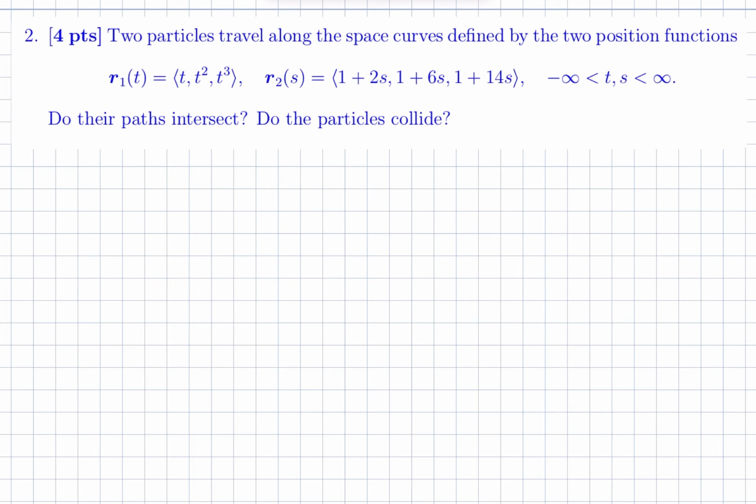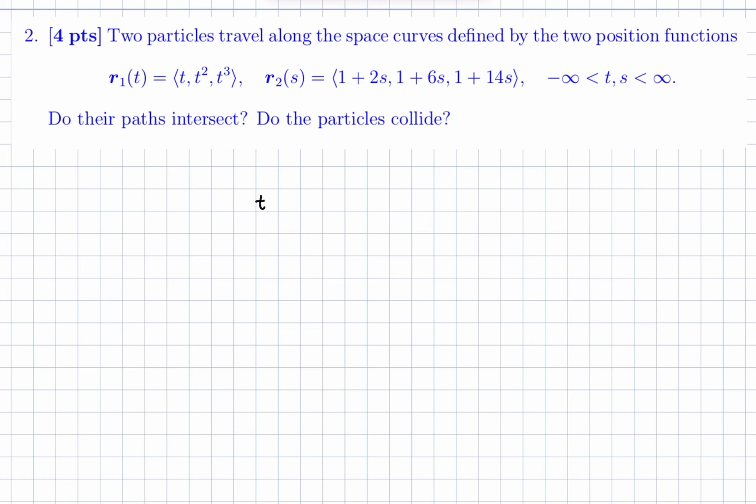Do their paths intersect? Their paths intersect if there exist some numbers, t and s, they don't have to be the same value, such that r1 of t equals r2 of s. So what I'm really trying to say is that we need to obey this system of functions.